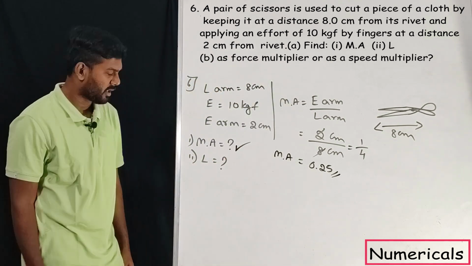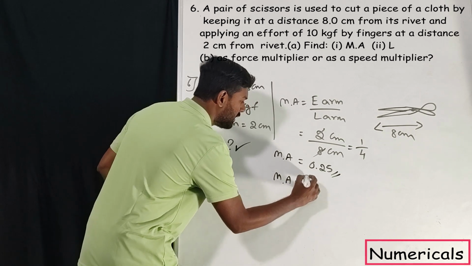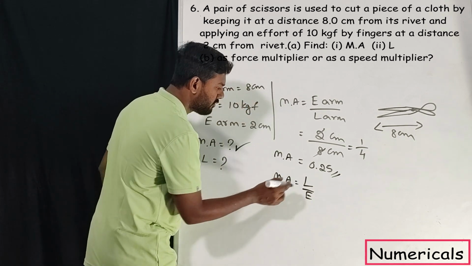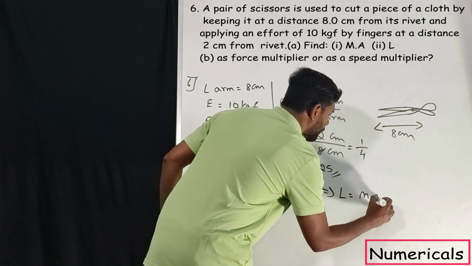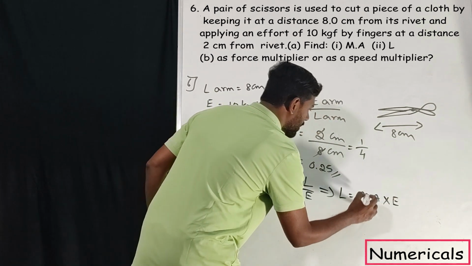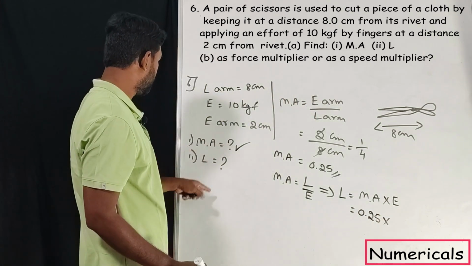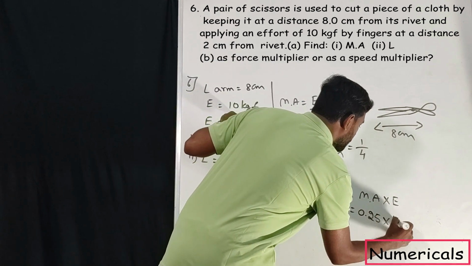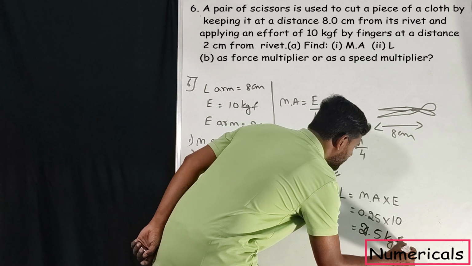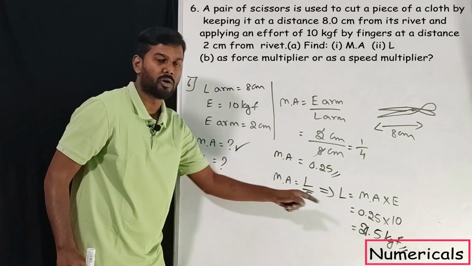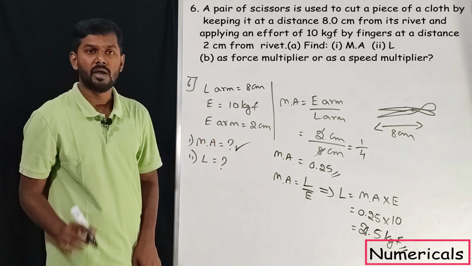So, first one done. Second one, load we have to find. Using mechanical advantage, we have one more formula, right? That is load by effort. What we have to find? Load. So, load will be mechanical advantage into effort. Mechanical advantage is 0.25, into effort. What is effort? 10 kgf. So, 2.5 kgf. Why am I using kgf? What we are finding is load. See, what is the unit of effort? Effort is in kgf. That is why load will also be in kgf.